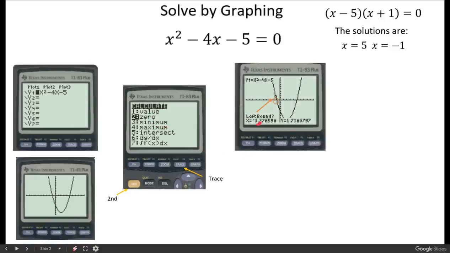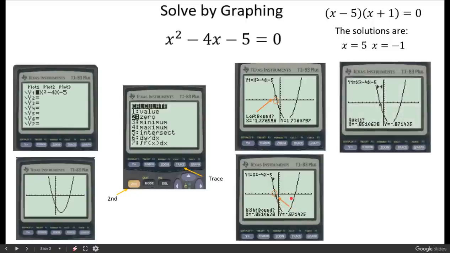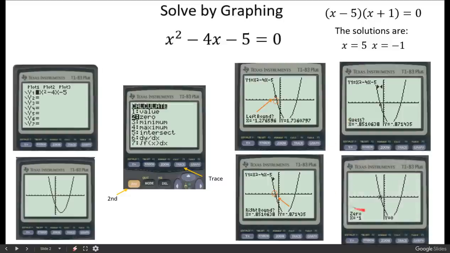And when you get this screen, it's going to ask you to move your little spider to the left of the zero you want to find. So you'd move it there and hit enter. Then we'd move the spider to the right of the zero we want to find and hit enter. When we see the guess screen, we're going to hit enter. And then it'll give you the zero you were trying to find. And you would have to do that again to get x equals 5.